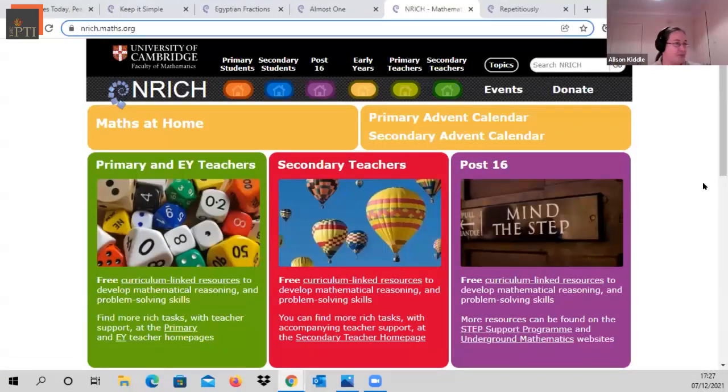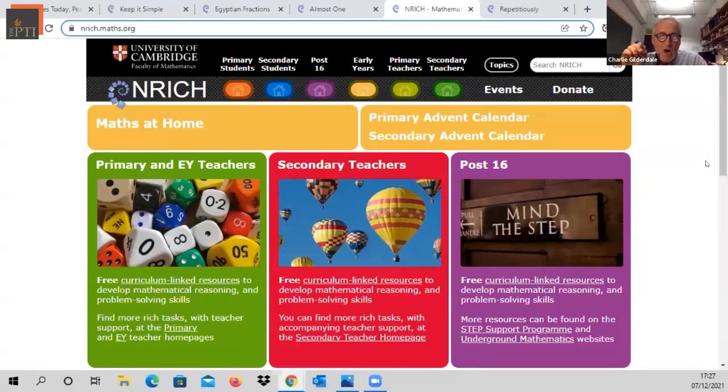Okay, so the first thing to say is I will write to Kirsty after the session and send her an email that I'll ask her to forward to everybody with the links to Peaches Today, Peaches Tomorrow, Keep It Simple, Egyptian Fractions, Almost One, and Terminating or Not. But I will also send a link to where all our problems to do with fractions are, which is in our curriculum mapping document.